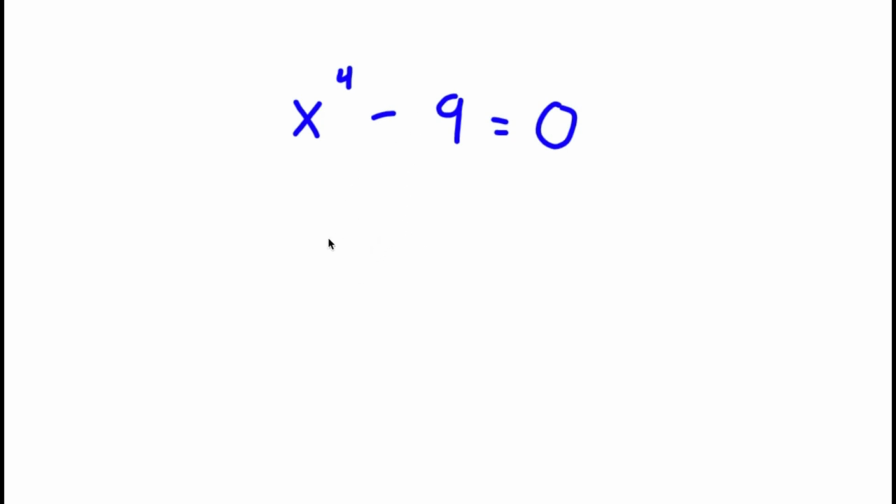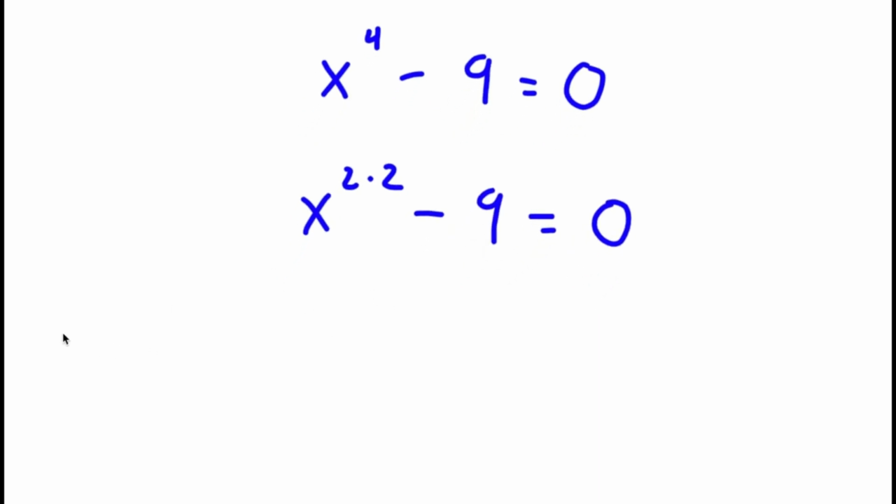Alright, so in this problem, I have x to the power of 4 minus 9 is equal to 0. So to solve this, I'm going to first replace x to the power of 4 with x to the power of 2 times 2. So I simply substituted in 2 times 2 for 4. So now I have x to the power of 2 times 2 minus 9 is equal to 0.